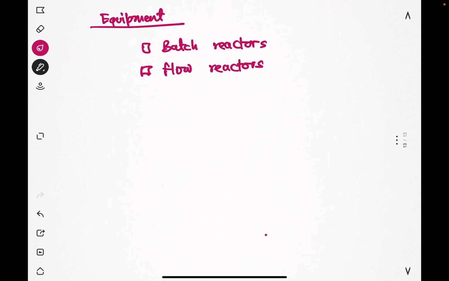Batch reactor is simply a container to hold the contents while they react. In the flow reactor, usually there is an inlet. There may be more than one, and then we have the outlet. At steady state, the inlet and outlet flow rates are equal. However, as we have seen, the title of this chapter is Interpretation of Batch Reactor Data. So during this discussion, we'll be focusing on batch reactors only.